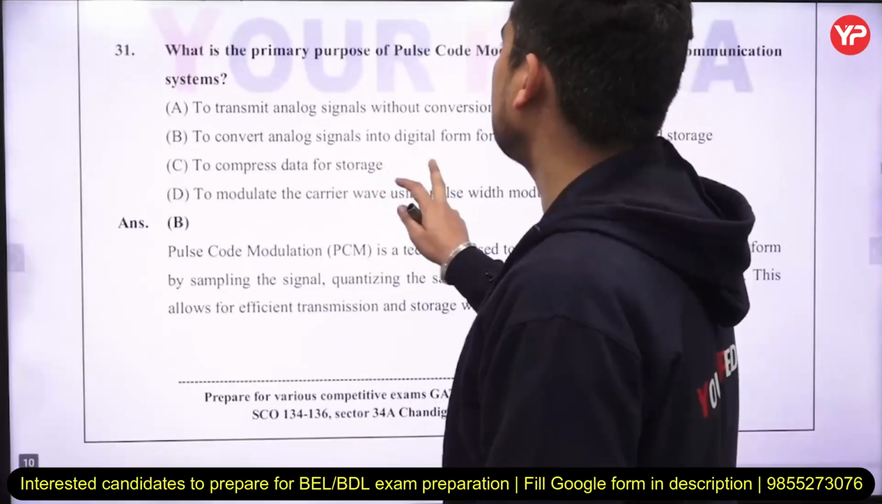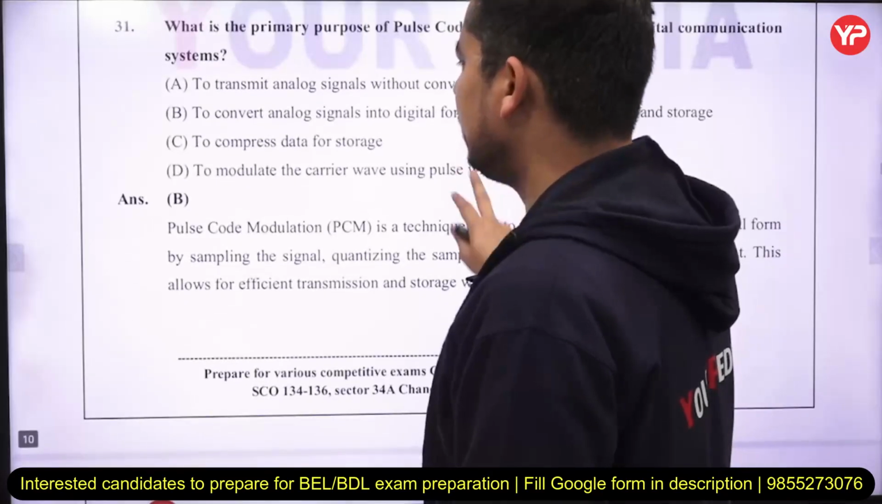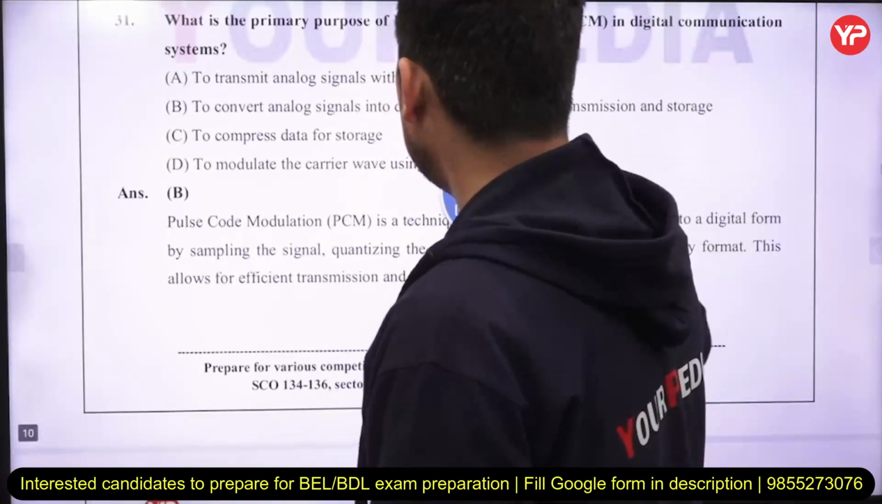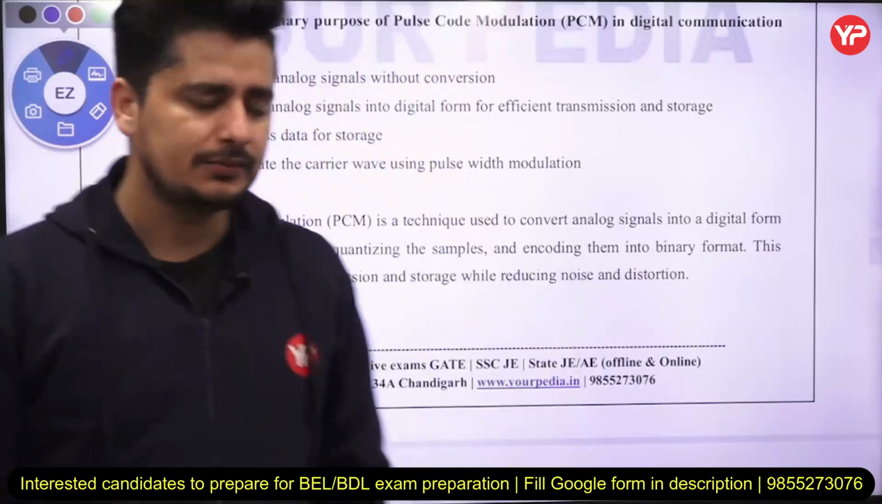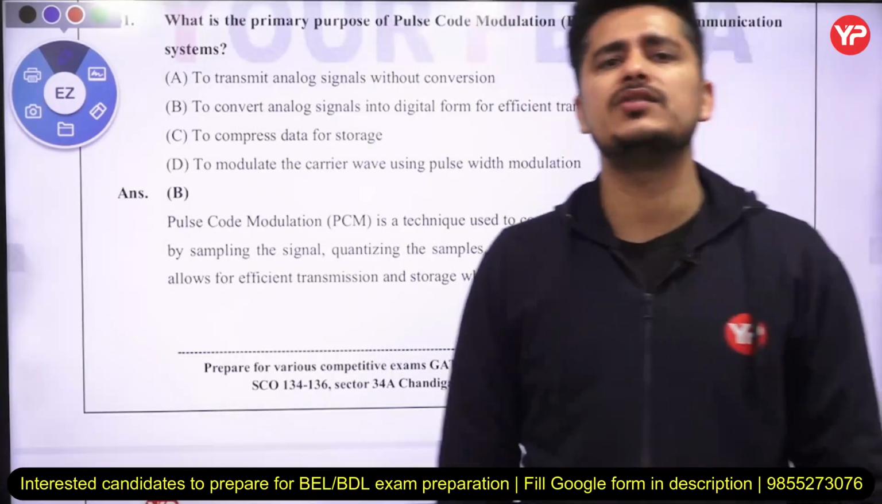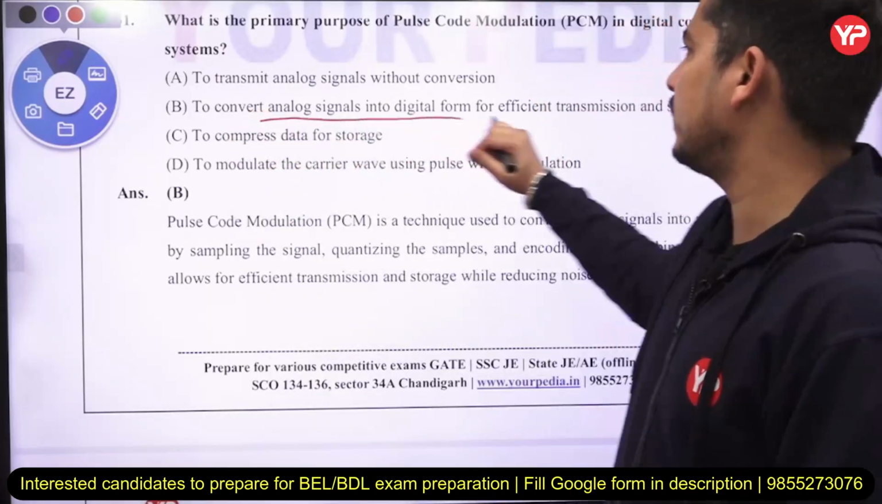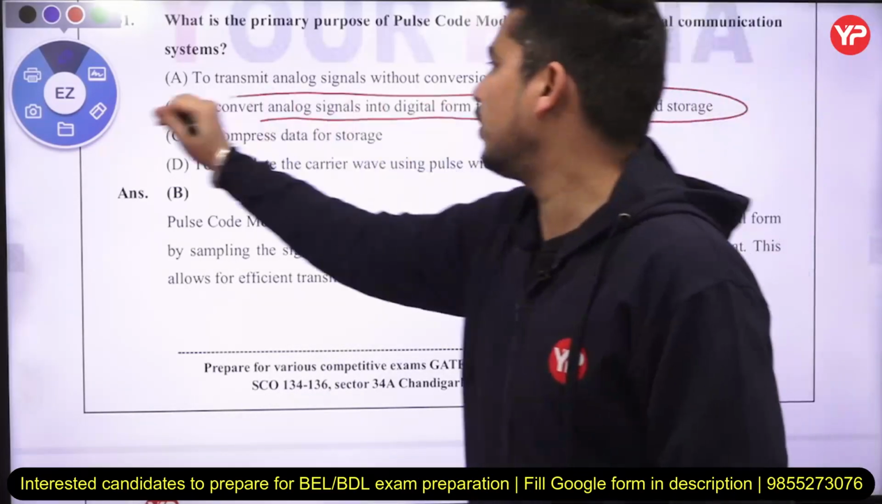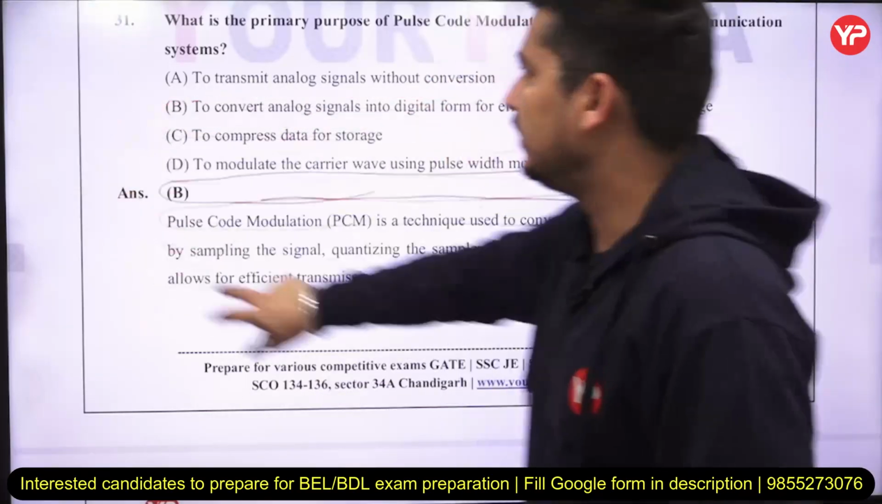Next is the primary purpose of pulse code modulation in a digital communication system. Basically, the PCM system is a method to convert a continuous time signal into a digital signal in 0101 form. So this is a conversion of an analog signal into digital form for efficient transmission. That will be the answer here. Next one.